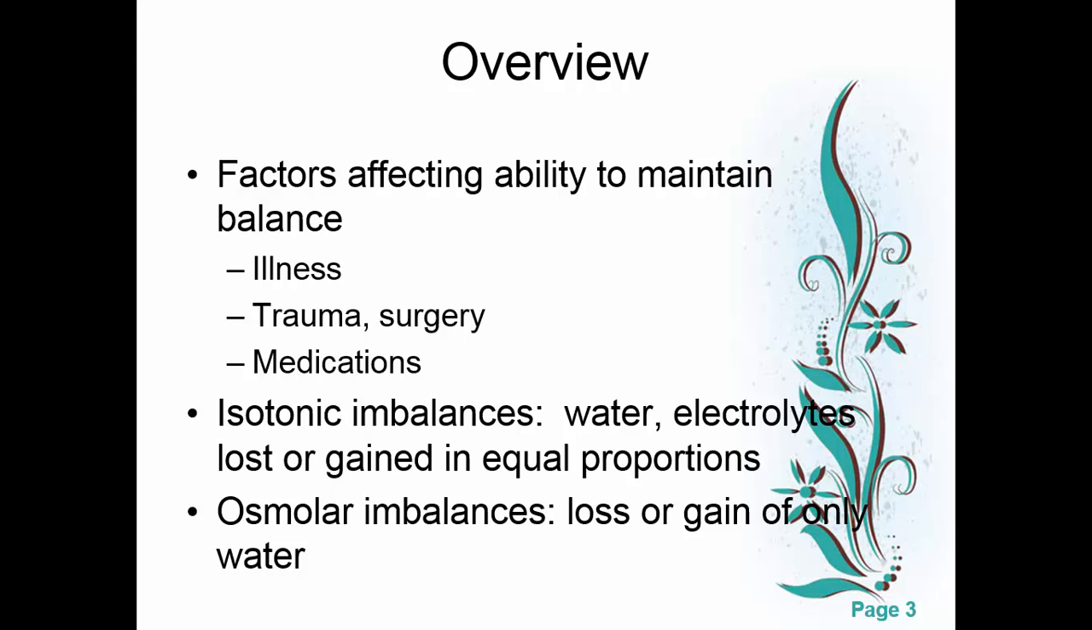Fluid imbalances have two major types. One is isotonic imbalances. These occur when water and electrolytes are either lost or gained in equal proportions so that osmolality of the body fluids remains constant. Osmolar imbalances are when loss or gain of only water occur, so the serum osmolality is altered.